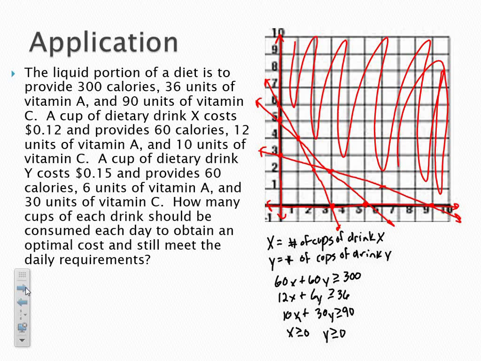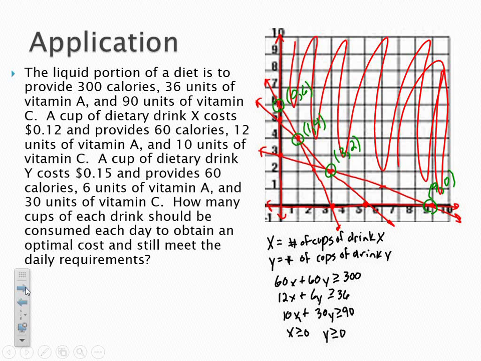And so again, we want to identify those vertice points. So we had 4 points that we identified. We had the point 0, 6, right? So 0 cups of drink X, 6 cups of drink Y. Then we have the vertice point 1, 4. We have the vertice point 3, 2. And we have the vertice point 9, 0. All right? Now, we need to optimize this function.